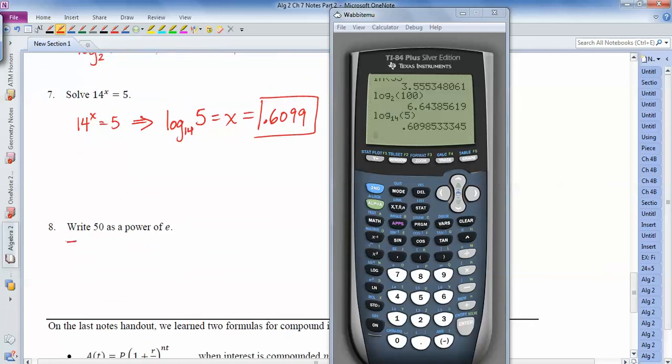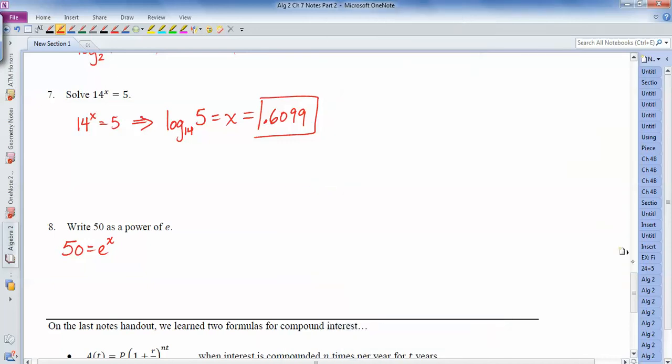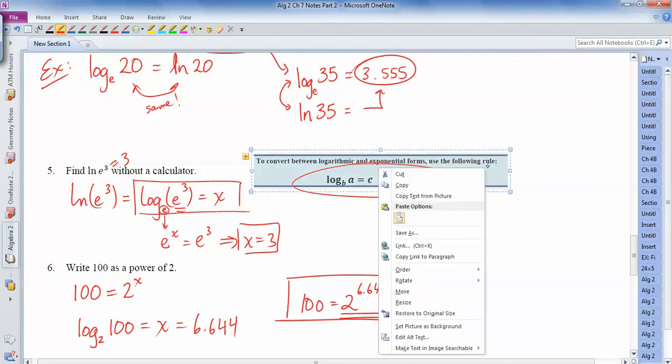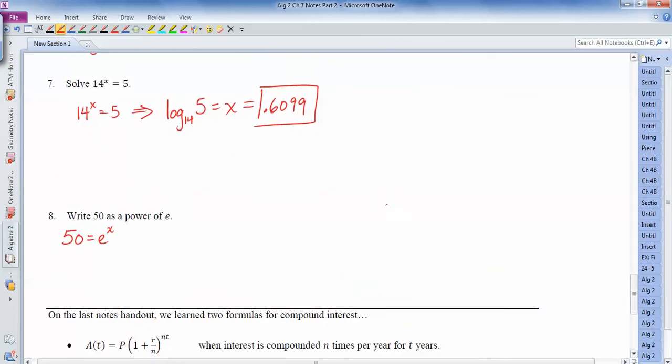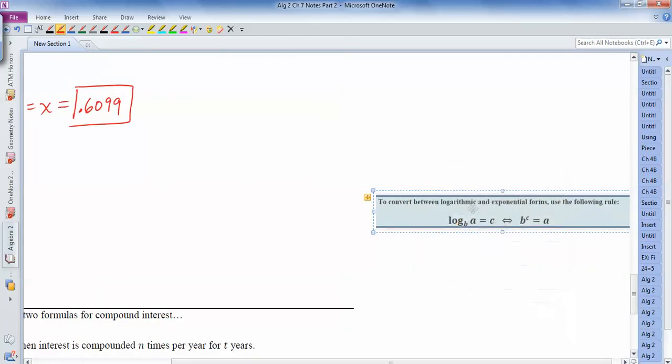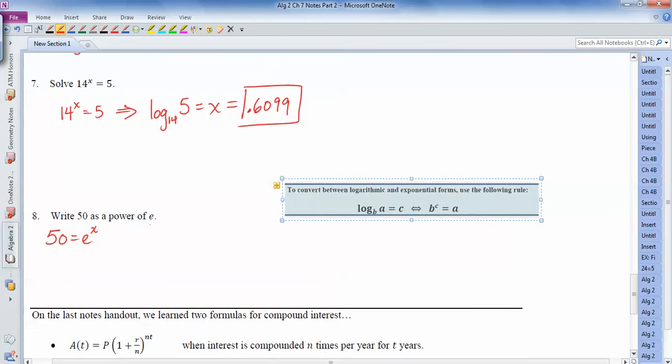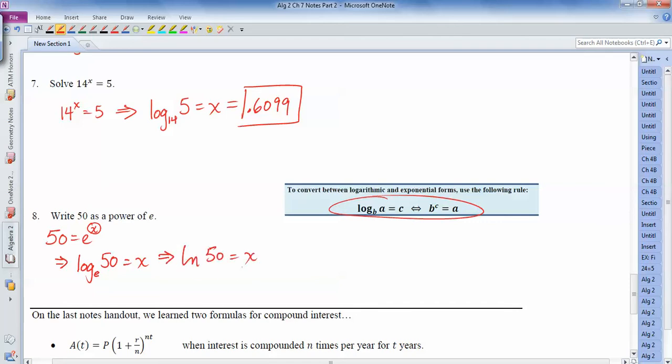Write 50 as a power of e. So that's 50 equals e to the something. And we need the something. Well, if we use that change formula, let's bring this down. If we change stuff around, that's going to turn into log, because we're solving for the exponents, so this is where logs come in handy. Log base e of 50 equals x, using this change formula. Okay, well, log base e is the same thing as ln, so I can write ln of 50 equals x.